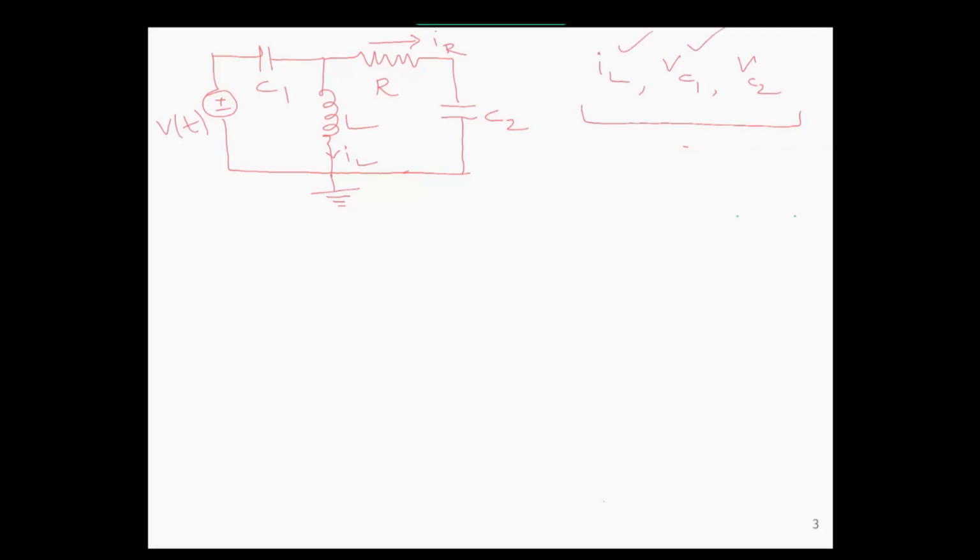So we will begin with writing the derivative relations. C1 dVC1 by dt is equal to IC1, L dIL by dt is equal to VL, C2 dVC2 by dt is equal to IC2. Now the second step is to write the balance equations. Using Kirchhoff's current law and Kirchhoff's voltage law, we will write the balance equations. By Kirchhoff's current law, we get IC1 is equal to IL plus IR. At this point, the current through the capacitor C1, IC1, splits as the current through the inductor and the current through the resistor.